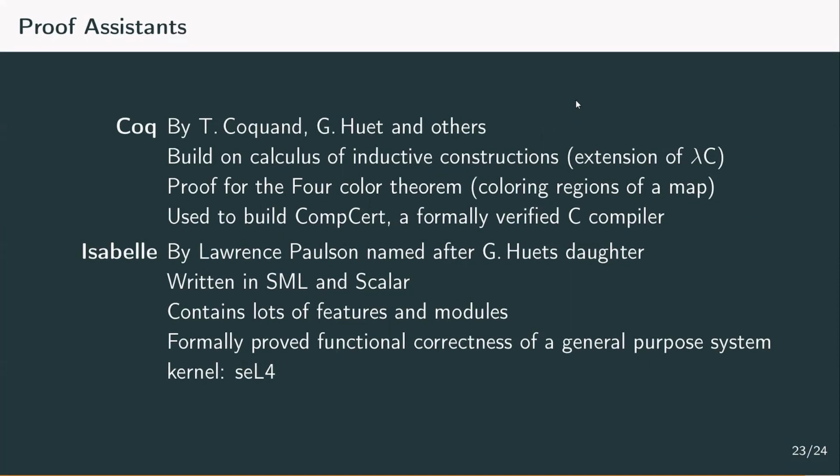Isabelle, on the other hand, has been used for the formal specification, development, and verification of software and hardware systems. For example, the C implementation of the seL4 microkernel, which is a general-purpose operating system kernel. It was introduced by L. Paulson in 1986 and named by him after Gérard Huet's daughter. Isabelle has also been used to formalize numerous theorems from mathematics and computer science.